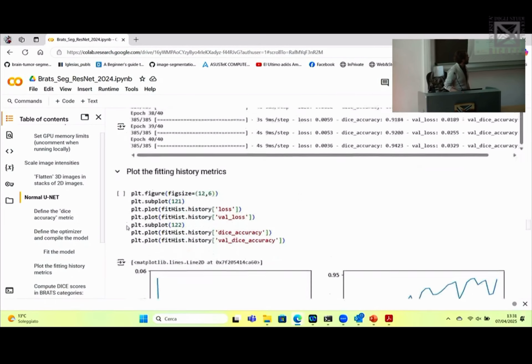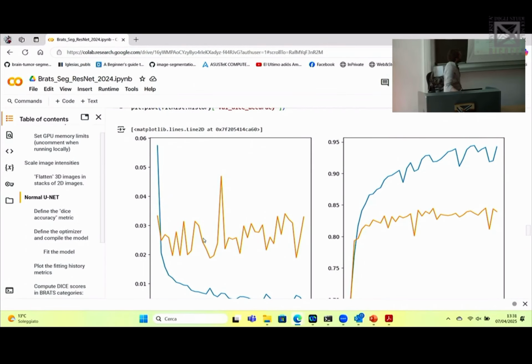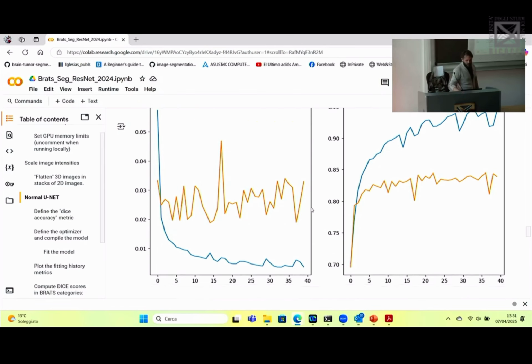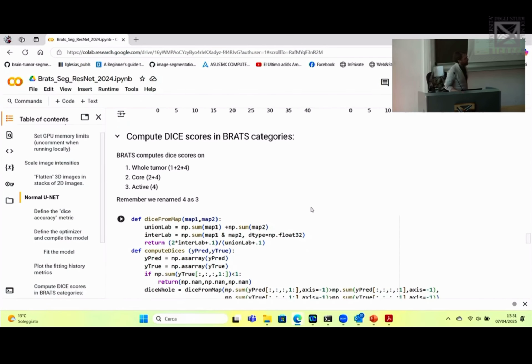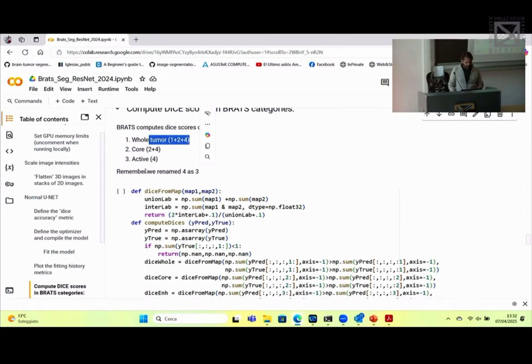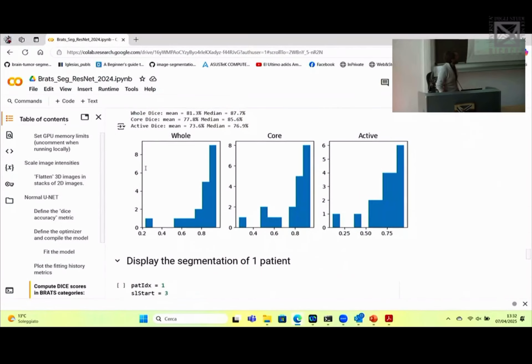Then we just have the fitting, printing of training and validation loss, which these are pretty standard. And then here we can measure the accuracy using the BraTS categories, which is one for the whole tumor, one for the core part, which is label 2 and 3, and one for the active part, which is just label 4. And here you can see that using a very simple neural network, I can get this kind of distribution for dice scores for the 4 labels, which are quite high.